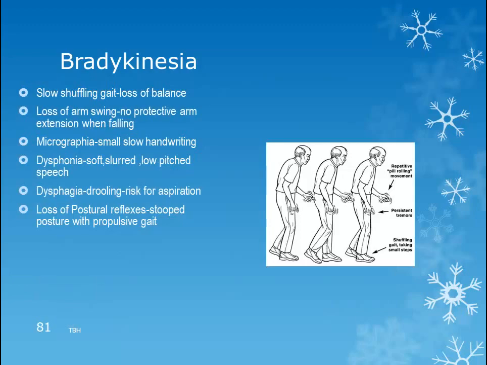Bradykinesia, slow shuffling gait, loss of balance, loss of arm swing, no protective arm extension when falling. Micrographia, small slow handwriting. Dysphonia, soft, slurred, low-pitched speech. Dysphagia, drooling, risk for aspiration. Loss of postural reflexes. Stooped posture with propulsive gait.